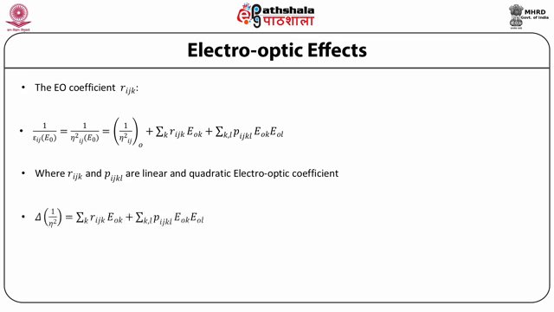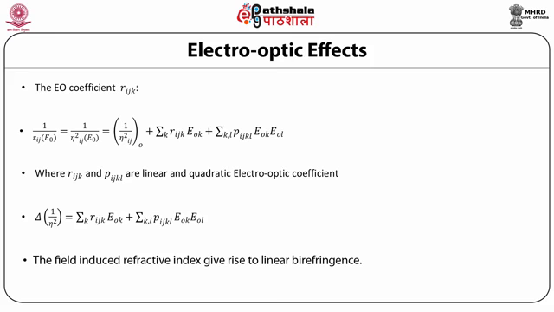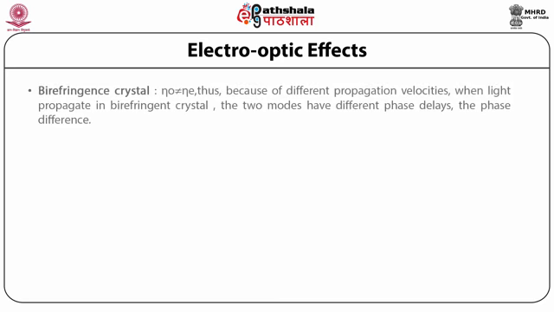So delta 1 by eta square will be equal to summation over k Rijk Ek plus summation over kl Pijkl Ek El. So the field induced refractive index gave rise to linear birefringence, and for a birefringent crystal, eta O is not equal to eta E.